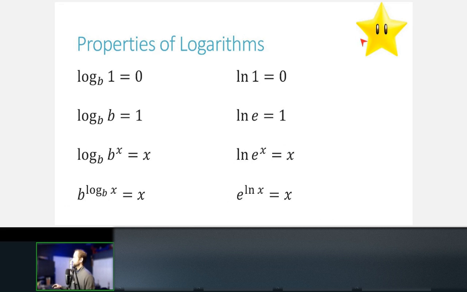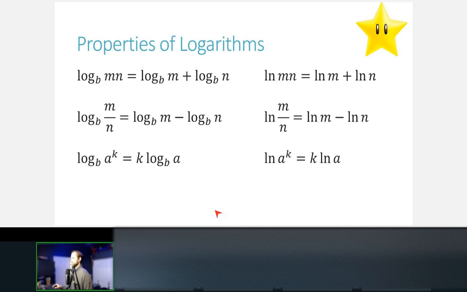So this page is starred. Make sure you have this either in front of you or written down in your notes to reference if you have trouble memorizing these. But hopefully by the end of this unit, you'll have all of these properties memorized. So this page is really important to know and have written down somewhere. And also this page, that's why I have a star.